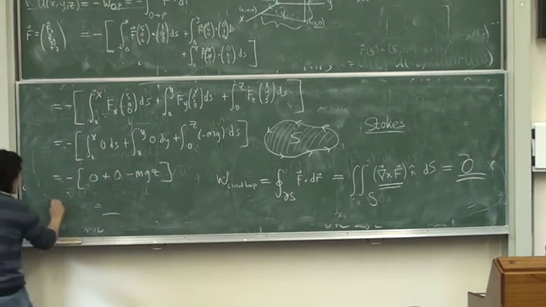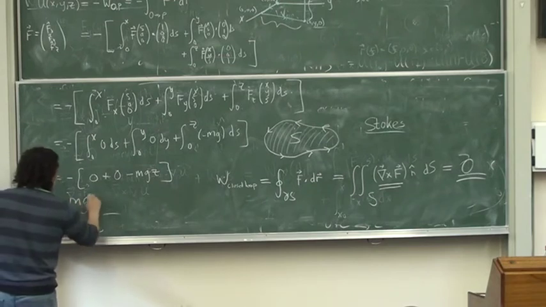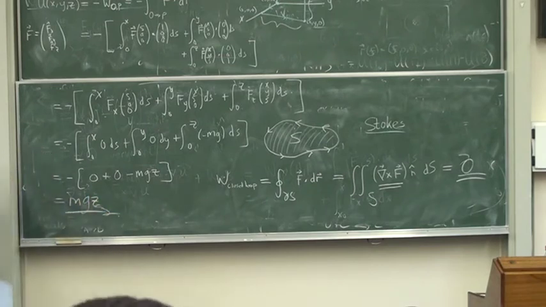Let's cancel the two minuses and we get, which we know and love, minus minus, this is equal to mgz, the gravitational potential energy.